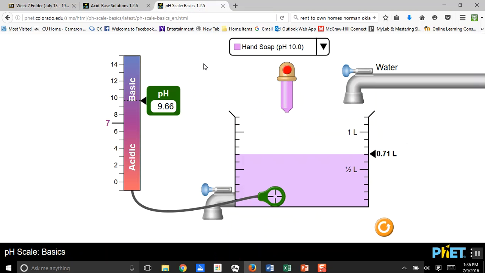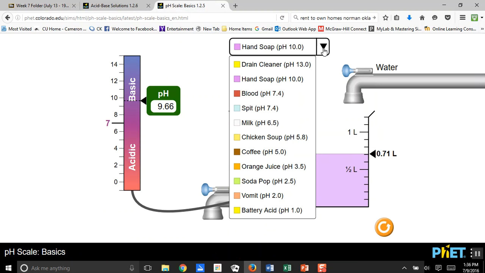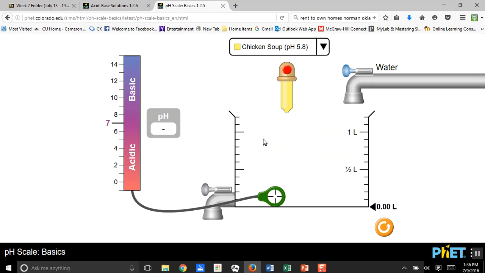Here's my simulation. It looks like this, and what it's going to tell me is, let's put an acid in to start with. What do you think? Chicken soup. So we'll put chicken soup in here. I'm going to drain some chicken soup into my container here.